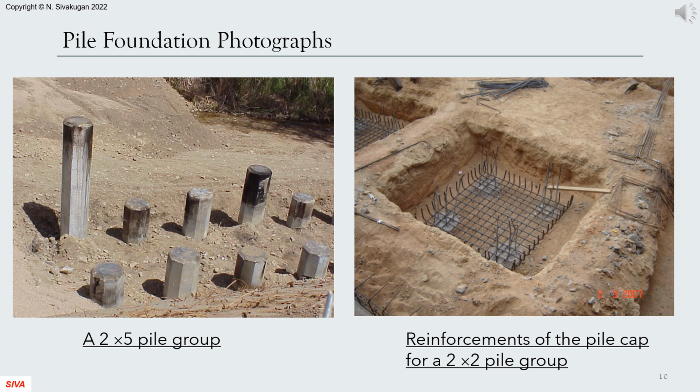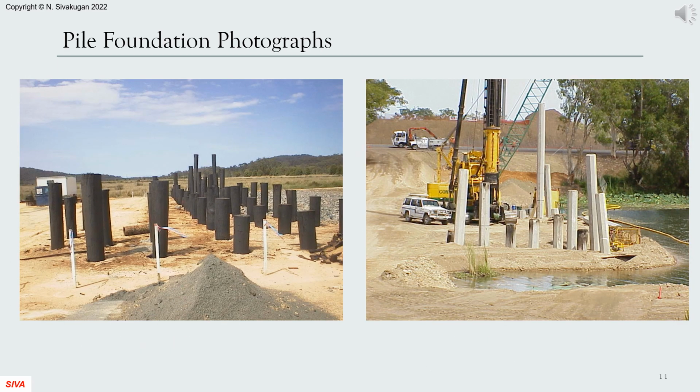The photograph on the left shows a 2x5 pile group made of 10 driven concrete piles. The photograph on the right shows a 2x2 pile group with the reinforcement in place for the pile cap to be cast over the piles.